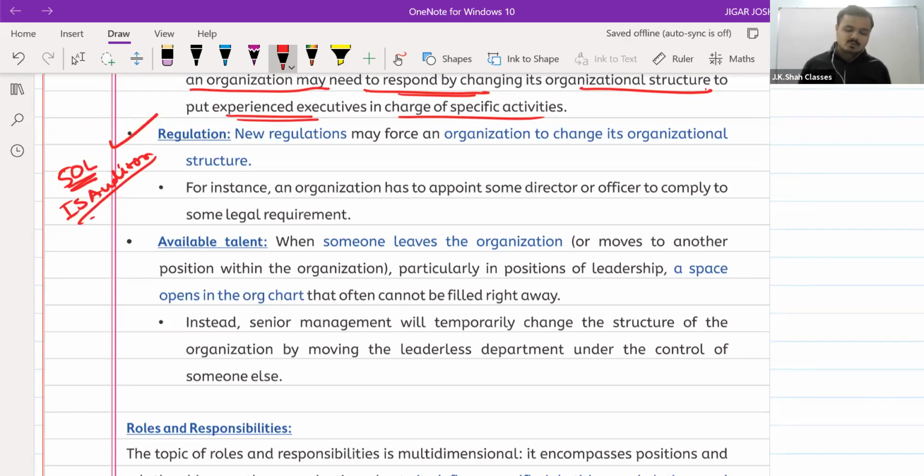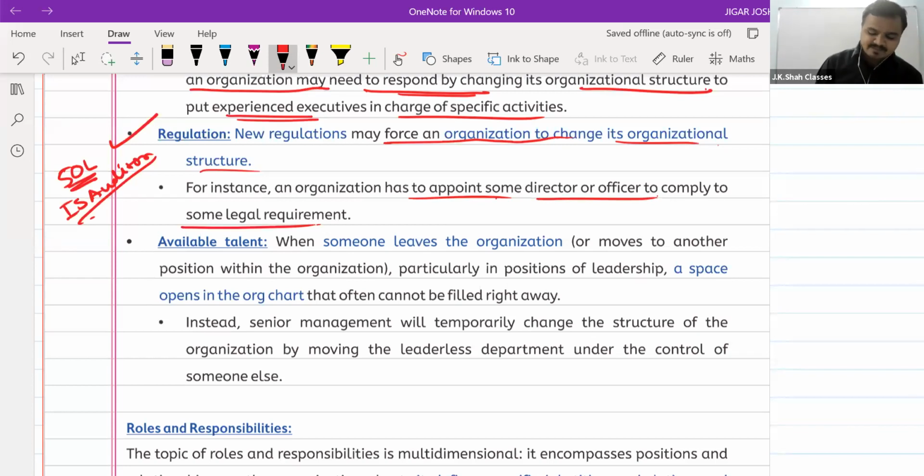The moral of the story is what? Sir, organizational structure is also realigned, my dear chartered, as and when there is a change in the government rules, regulations, books also. Understood? Yes, sir. New regulations may force an organization to change its organizational structure. Example, an organization has to appoint some director or officers to comply with some legal requirement.